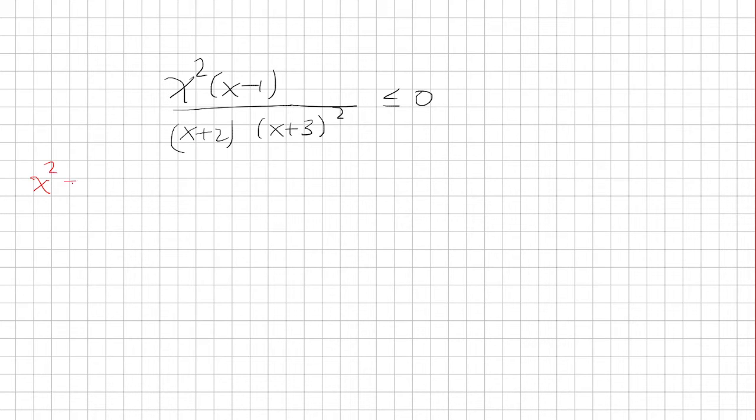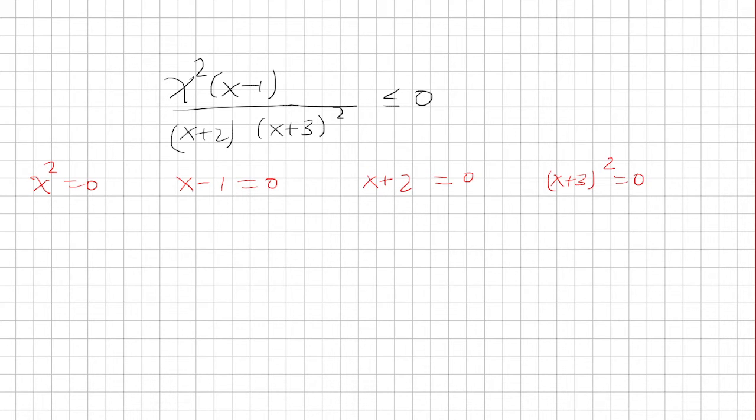Given the rational function x squared times x minus 1 over x plus 2 times x plus 3 quantity squared is less than or equal to 0. So we want to find all solutions here. The key to doing this problem is to set each factor equal to 0. So we're going to set x squared equal to 0, x minus 1, x plus 2, and then finally x plus 3 quantity squared.